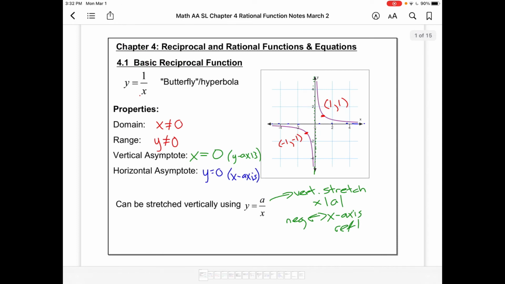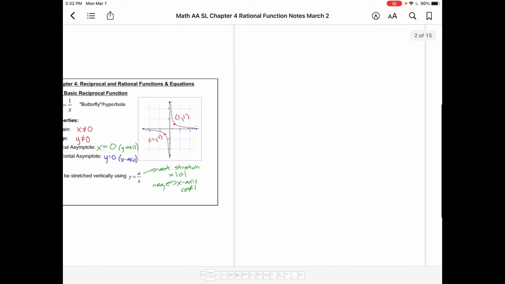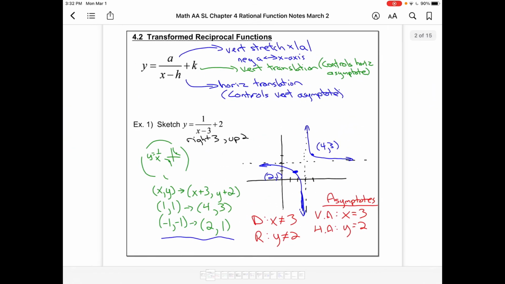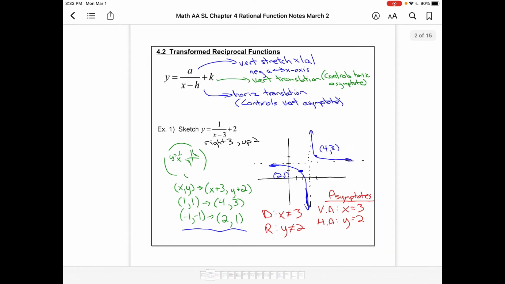So this chapter started with looking at your basic reciprocal function, 1 over x. We took that and we transformed it. We got this form a over x minus h plus k. That easily told us about our stretches, our reflections, and our shifts and lifts.